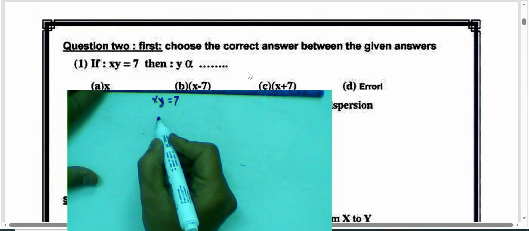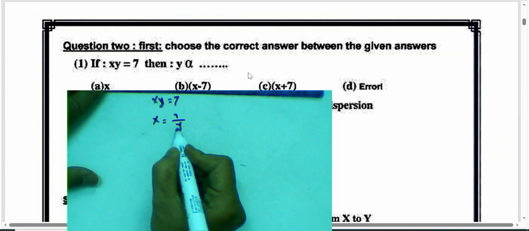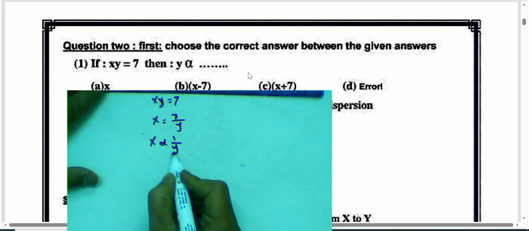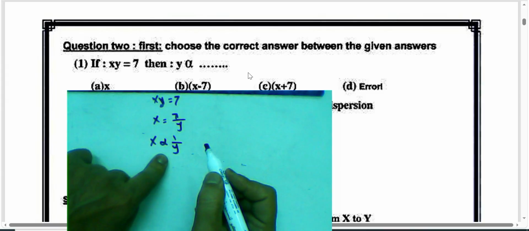Next question. First, choose the correct answer. If x times y equals 7, we want to find the relation between x and y. X times y equals 7, then x equals 7 over y. Then we have the relation between x and y, which we can write here.